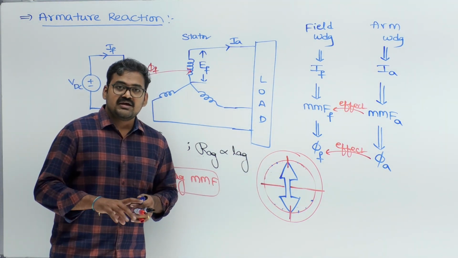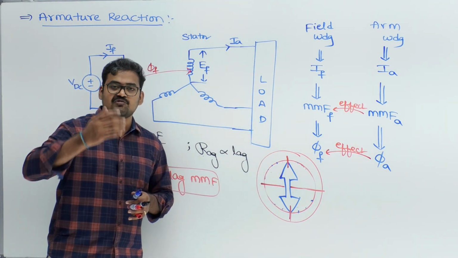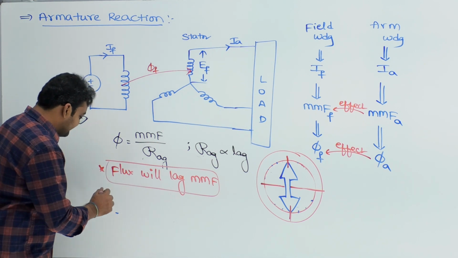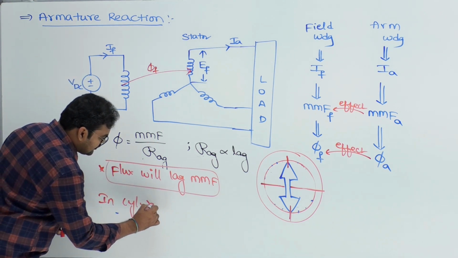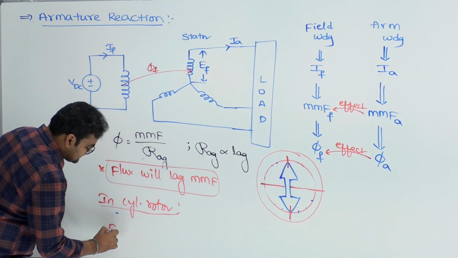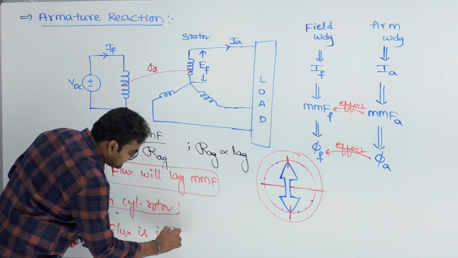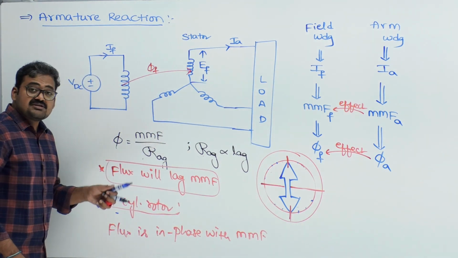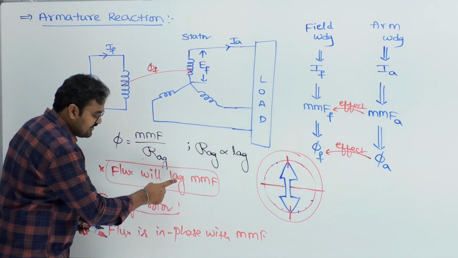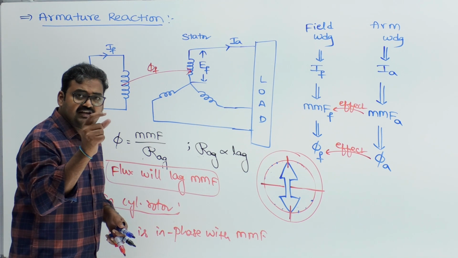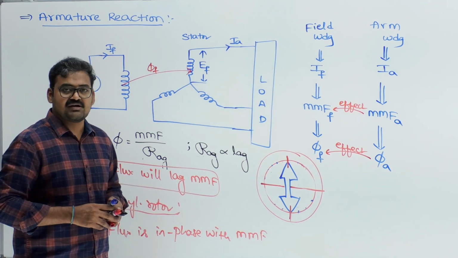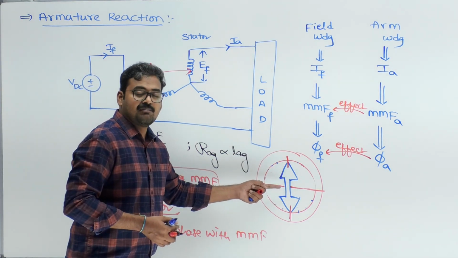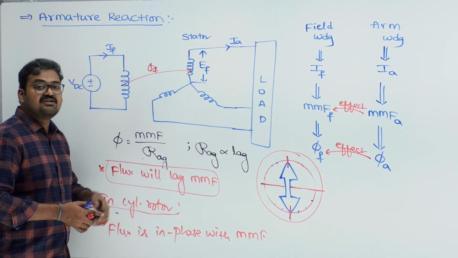Salient pole machine. In a cylindrical rotor machine, air gap is uniform, therefore reluctance is constant. That means flux will be in phase with MMF. In a cylindrical rotor machine, what is the conclusion? Flux is in phase with MMF. But in a salient pole rotor machine, flux will always lag MMF. There will be a finite lagging angle between MMF and flux. Understand? Why flux is lagging MMF means the reason is non-uniform air gap. But in a cylindrical rotor machine, flux is always in phase with MMF.